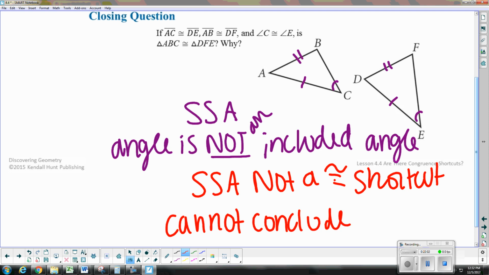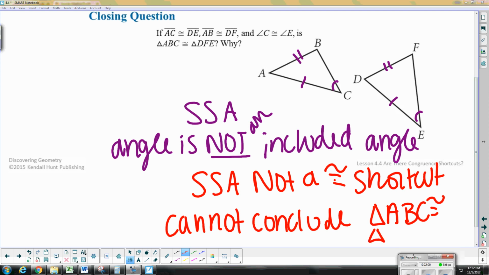So we cannot conclude triangle ABC is congruent to triangle DFE, because side side angle is not a shortcut.